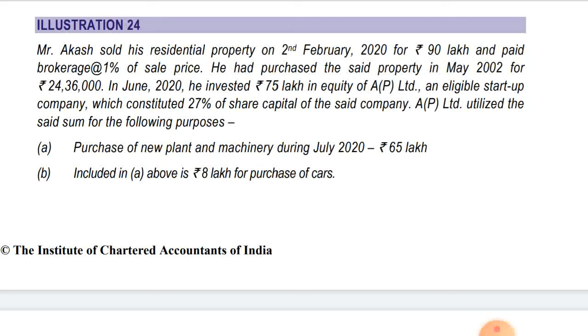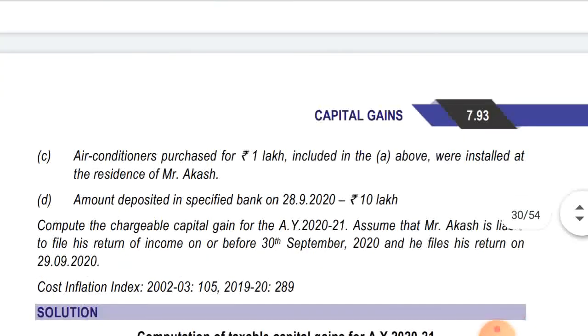B, included in A above is 8 lakhs for purchase of car. Air condition purchase for 1 lakh included in A above were installed at the residence of Mr. Akash. An amount deposited in specified bank on 20th September 2020 is 10 lakhs. Compute the chargeable capital gain for the assessment year 2021. Assume that Mr. Akash is liable to file the return of income on or before 30th September and he files a return on 29th September 2020. Cost inflation index 2002-03 is 105 and 2019-20 is 289.